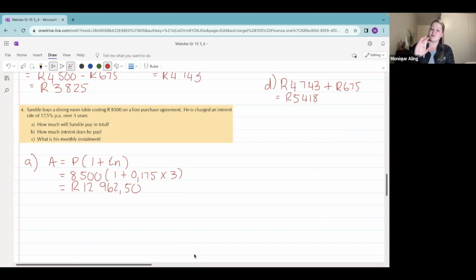Okay, so it threw us a little bit there because we were so used to it being asked in a certain way, but now they can also ask it in this way. There's no deposit involved. We just put that amount into our interest formula. Okay. Question B, how much interest does he pay? Now they're obviously not asking for the interest rate, the 17.5%. They're asking how much interest does he pay in rands? How much more does he pay for this dining room table because he's paying it over a hire purchase agreement?